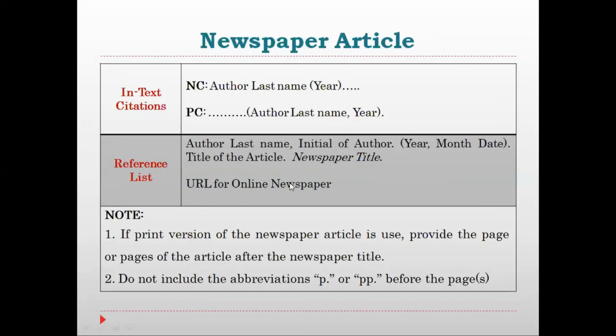If the printed version of the newspaper article is used, provide the page or pages of the article after the newspaper title. If pages are indicated in the newspaper, you can write, let's say, 25 to 26, but do not use the abbreviation p. or pp. like you use in other cases.